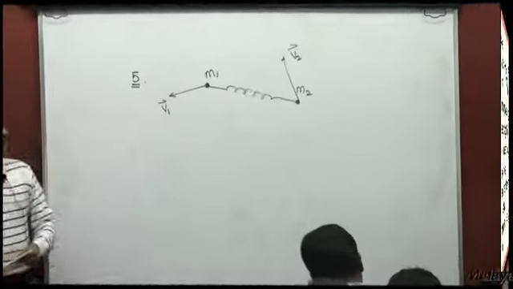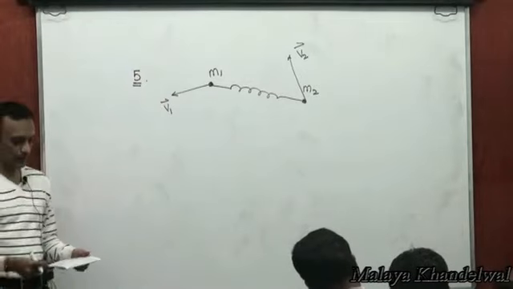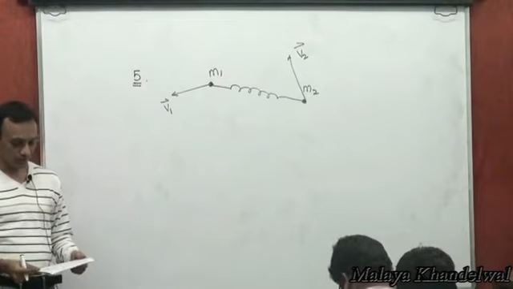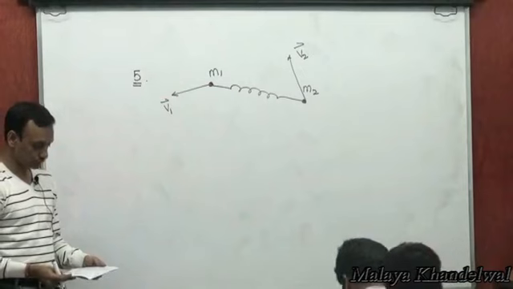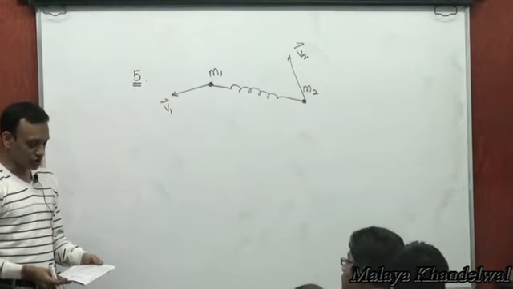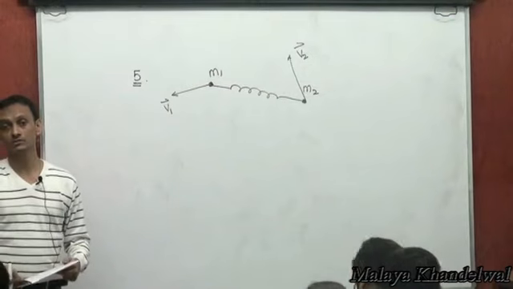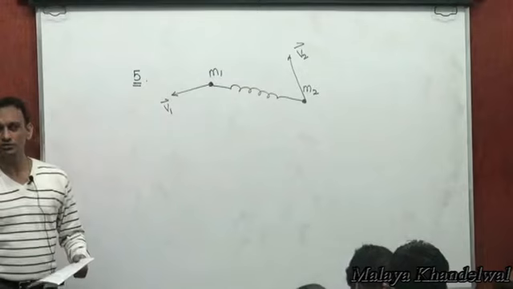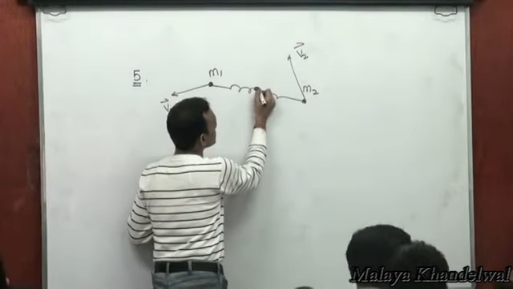A system of two particles m1 and m2 connected with an ideal spring is released from rest in gravity. If the initial velocities of the particles are v1 and v2 as shown, find the change in angular momentum of the system relative to the center of mass and about the center of mass. Hey, this was the center of mass.